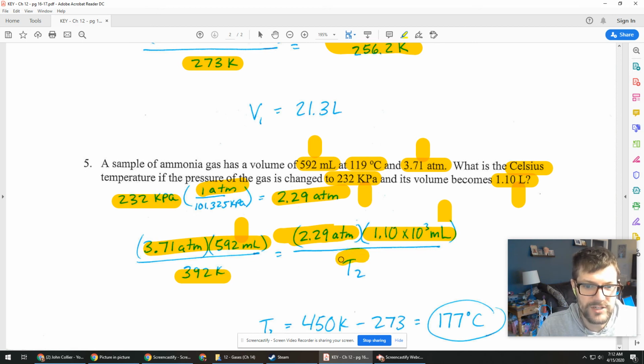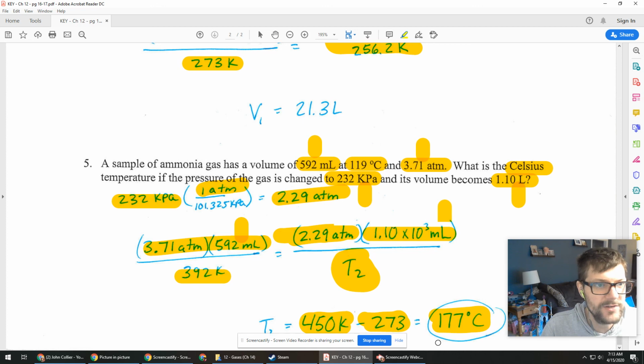Now I can solve for T2. This is definitely the most involved of these 4 problems. Cross multiply, simplify for T2. That's going to spit out this number 450, but remember that answer is in Kelvin. So now I need to subtract 273 to make it Celsius. Definitely a slightly more complicated question, but there you have it, very doable.